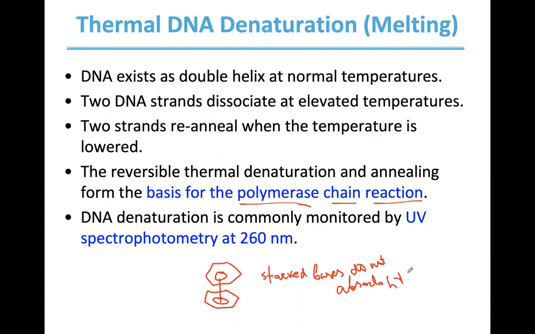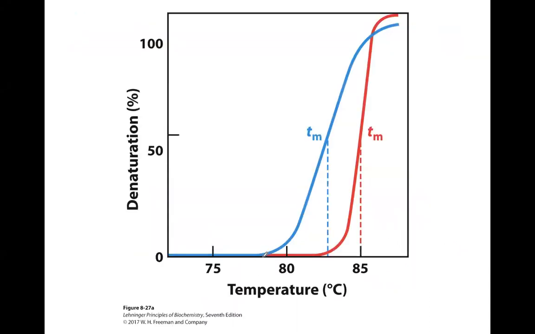Do not absorb light very well. And so when the two strands separate, the bases unstack, and the absorbance goes up. And you can monitor that. So you can see here, this is percent of denaturation, which is based on the UV absorption, and this is versus temperature.